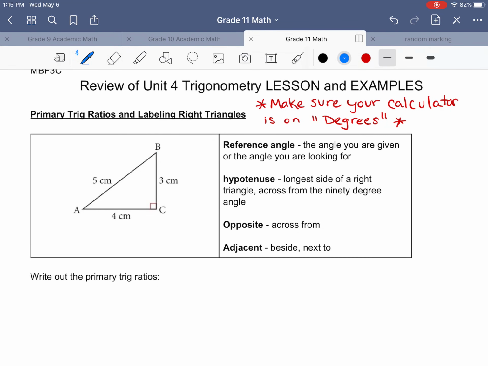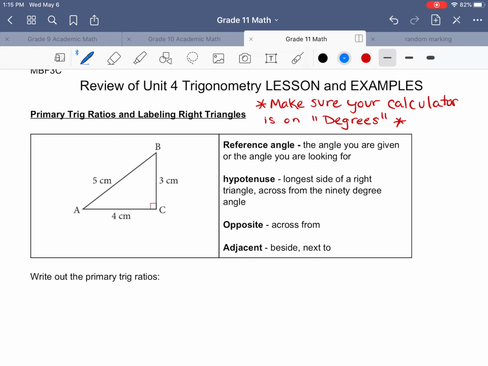Today we're going to be looking at part 1 of our review of the trigonometry unit. Before you watch this video, you may want to refresh yourself on some aspects of the unit by looking at the trigonometry notes that are included on the Google Classroom.